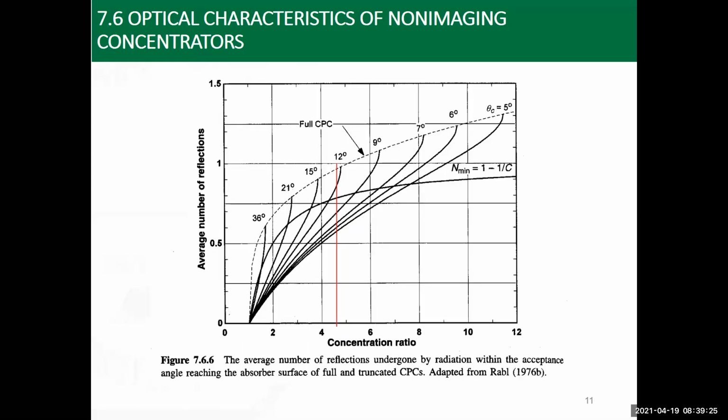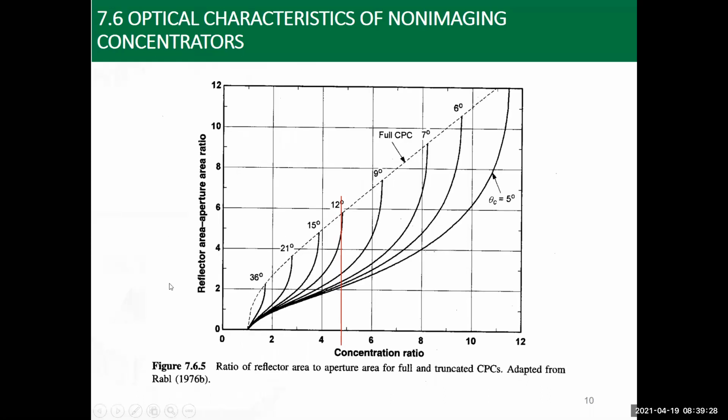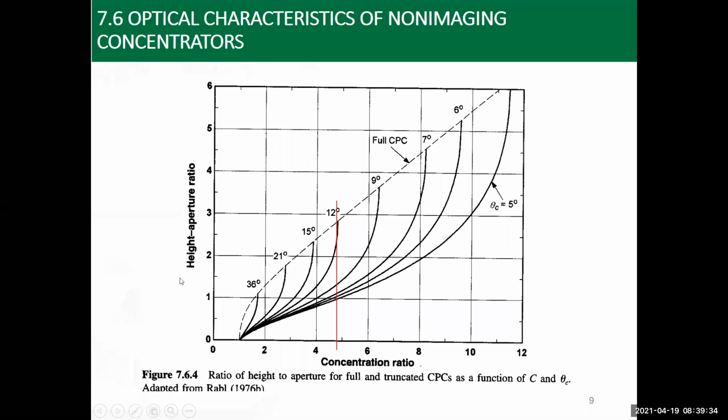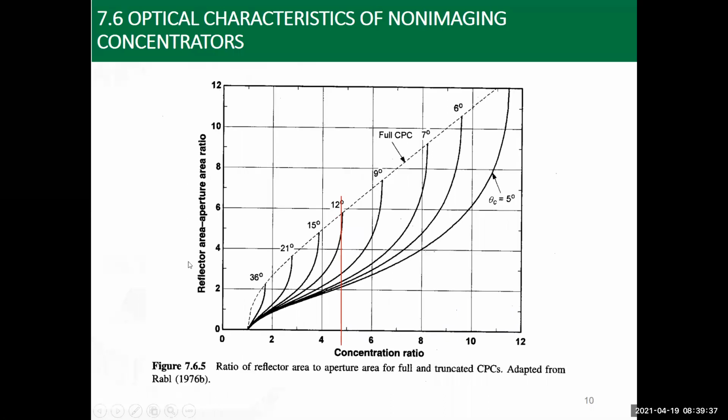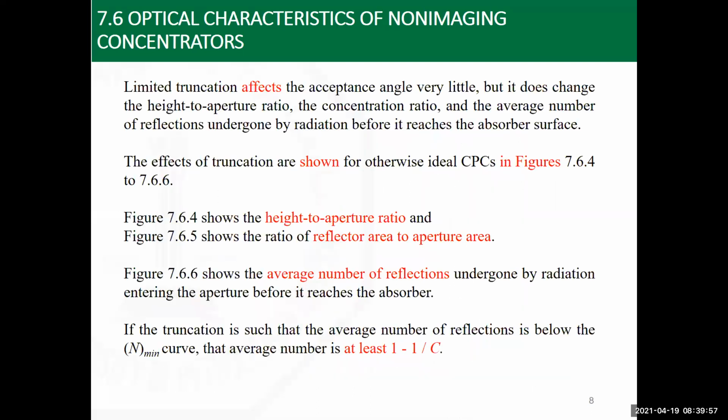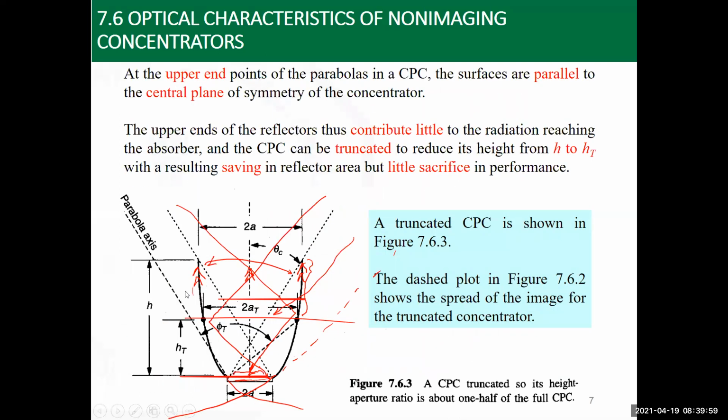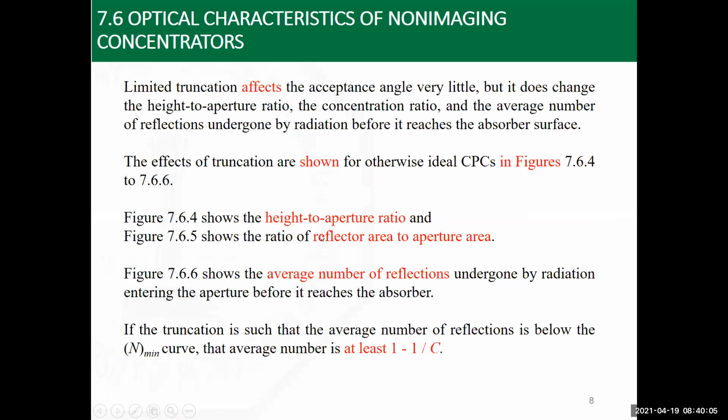The next figure: the first one was the height to the aperture ratio. This one is going to be the reflector area to the aperture area. And the same thing, this is the acceptance angle. In the x-axis, we have the concentration ratio, and in the y-axis, as I just mentioned, it's the ratio between the reflector area and the aperture area. The reflector area basically is supposed to be this side area that we have here. Definitely, I'm talking about the internal area of this part, which is taking the parabolic shape.